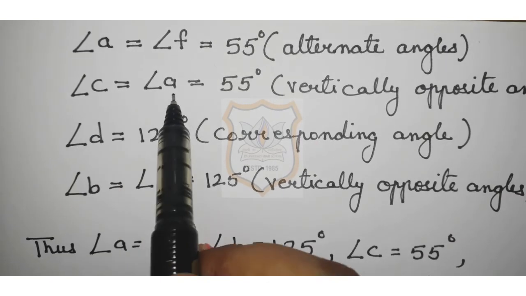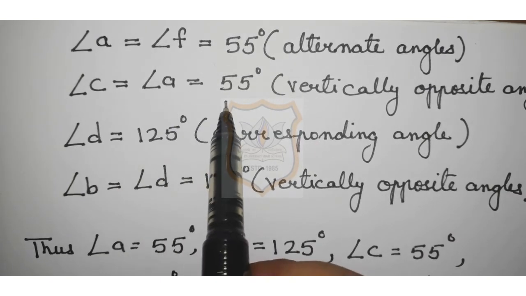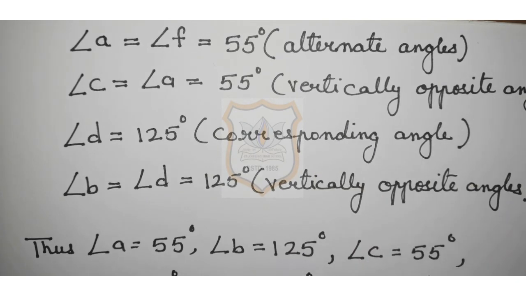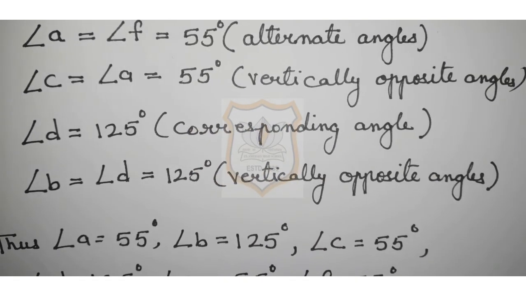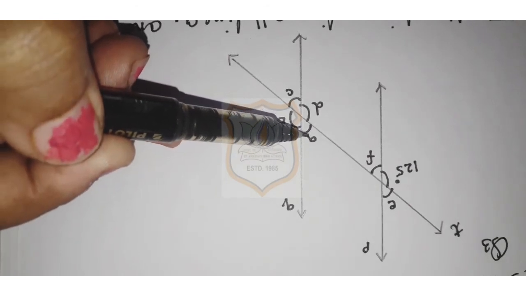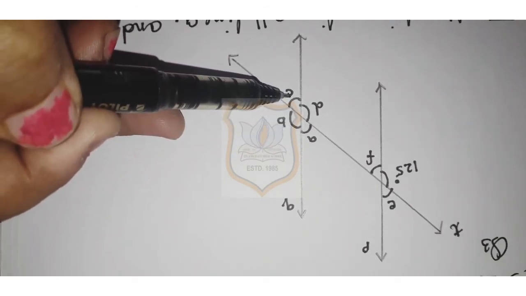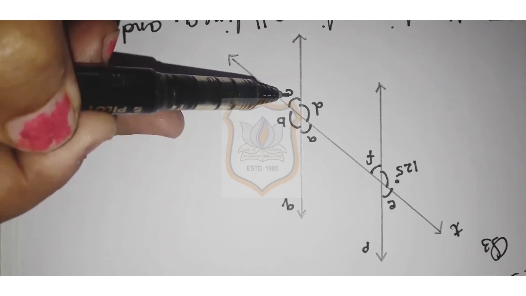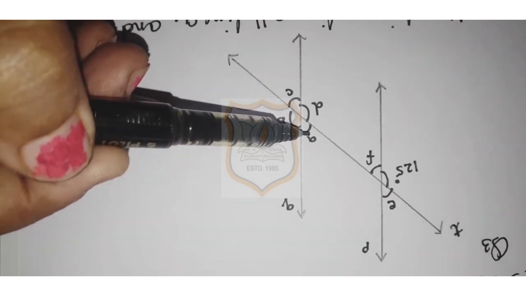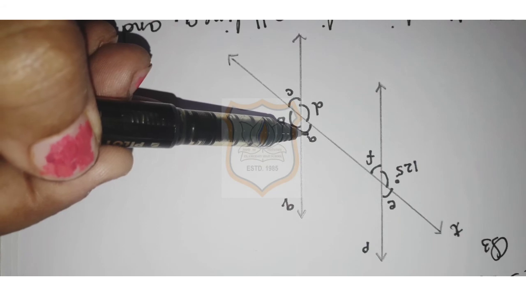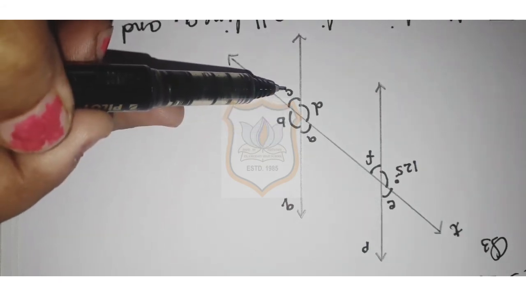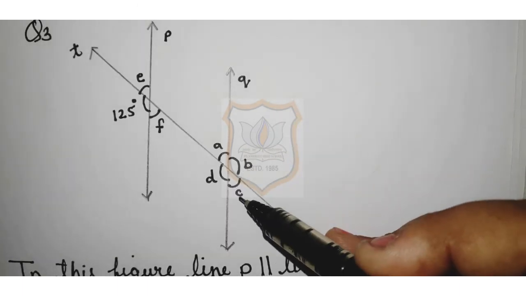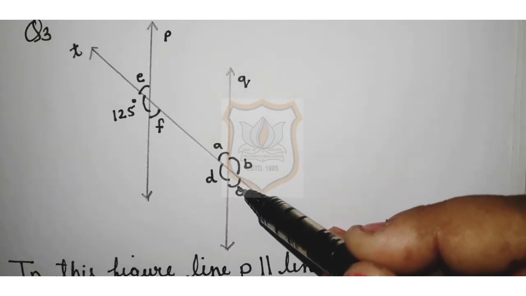Now angle C is equal to angle A, that is equal to 55 degree. Why? Because they are vertically opposite angles. Let's see. Now see here, angle A is equal to angle C. Why? Because they are vertically opposite angles. So if this is of 55 degree, then this will also be of 55 degree. So students, angle C is equal to 55 degree.